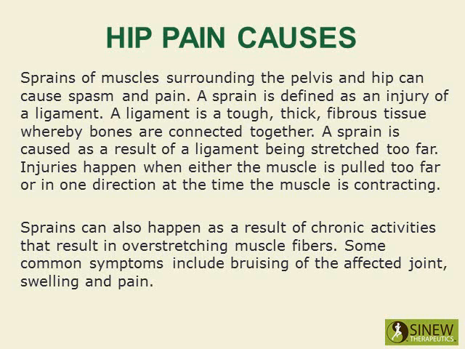Injuries happen when either the muscle is pulled too far or in one direction at the time the muscle is contracting. Sprains can also happen as a result of chronic activities that result in overstretching muscle fibers. Some common symptoms include bruising of the affected joint, swelling, and pain.